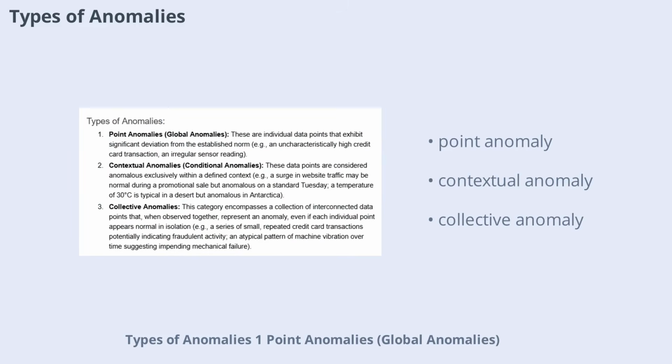Types of anomalies. 1. Point anomalies, global anomalies. These are individual data points that significantly deviate from the norm, such as an unusually high credit card transaction. 2. Contextual anomalies, conditional anomalies. These data points are anomalous only within a specific context. For example, a temperature of 30 degrees C is normal in a desert but anomalous in Antarctica.